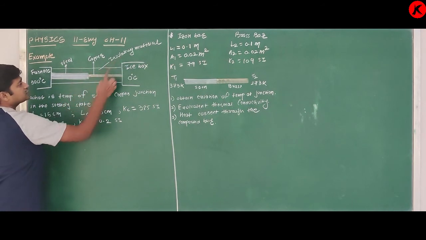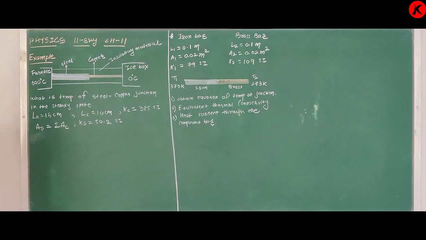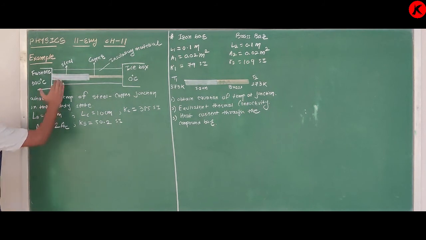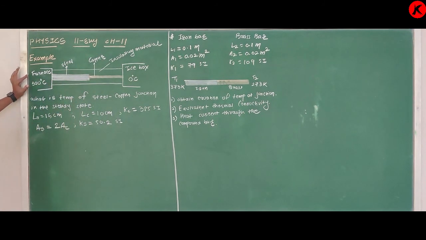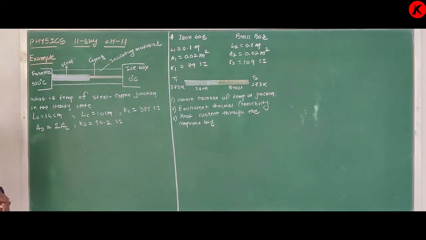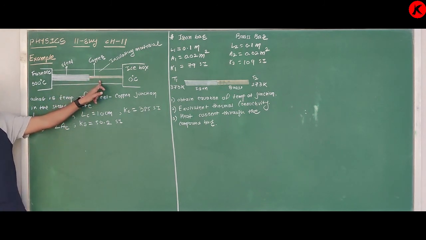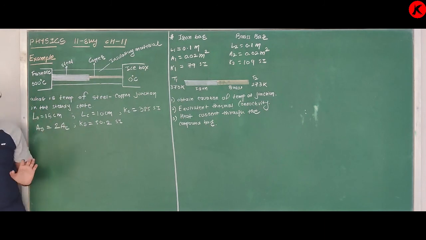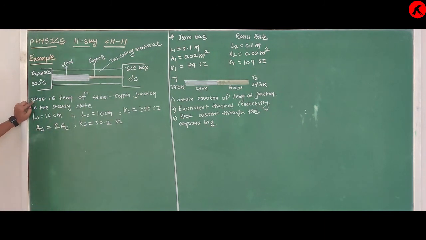Between them there is insulating material, so no heat transfer takes place from this region. One end is at a furnace at 300 degrees Celsius, the other end is at an ice box at 0 degrees Celsius. With the help of these two rods, one junction is formed. What is the temperature of the steel-copper junction in the steady state?